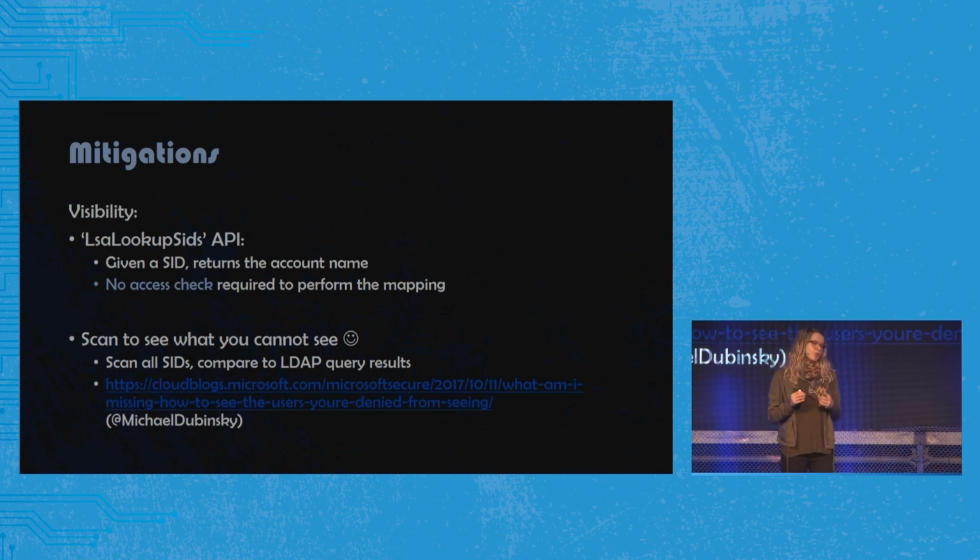Also, we are going to perform an LDAP query to get all the objects from Active Directory. So this would give us the objects that we can actually see. Now, all we need to do is compare the results. If there was some account that was resolved successfully by using the LsaLookupSids API, but we did not see in the LDAP query results, this means that those are the accounts that we do not have the permissions to see. So there is a script which does just what I described, which can be found in the link on the slide.